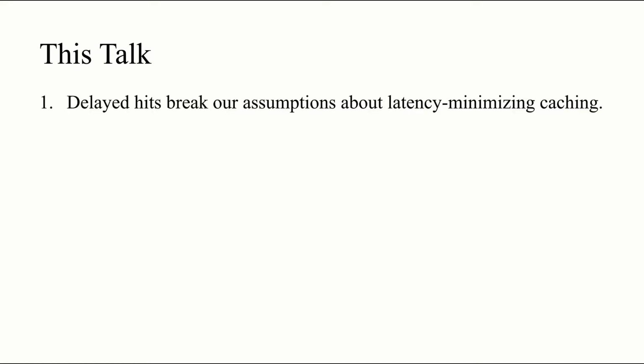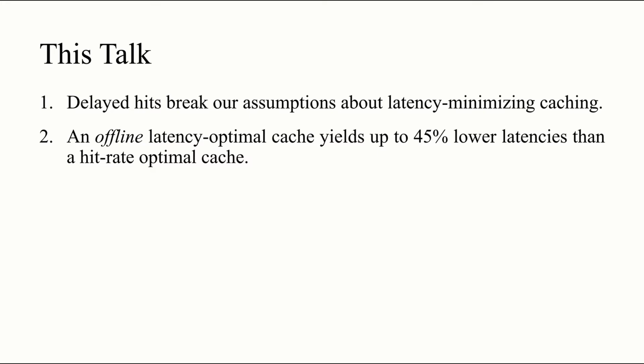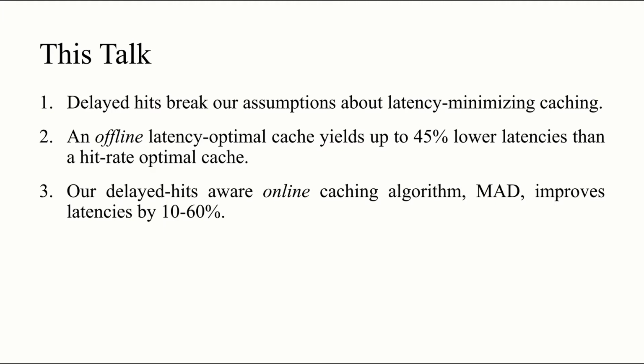First, we'll see that delayed hits break our assumption about how to optimize for caching latency. Next, I'll present an offline latency optimal caching strategy, belatedly, that we designed to minimize latency. And we'll also compare it head to head against the hit rate maximization strategy. Finally, I'll describe how we used insights from belatedly to design an online caching algorithm called MAD that makes traditional algorithms aware of delayed hits, yielding significant improvements over these baselines.